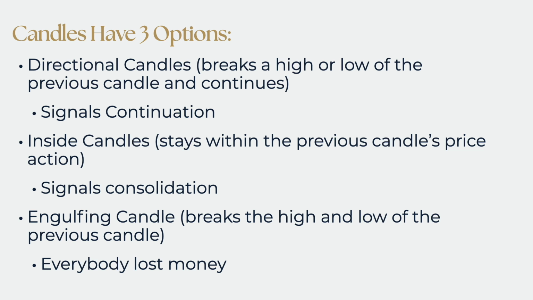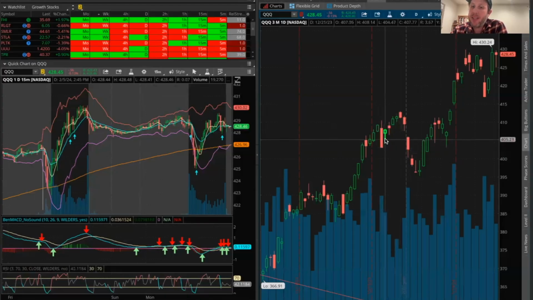The other candle you can have is an inside candle. An inside candle means it never is able to break out of the price action of the day before. A good example of that would be this one here on the 21st of December. You can see this big move on the 20th of December, and then this candle stayed inside the body of that candle. That is a consolidation moment. So these are continuation. If they're continuing to break the high of the previous one, they're continuing in a certain direction, up or down. If they're staying inside, that's consolidation. They're not decided yet which direction they're going.